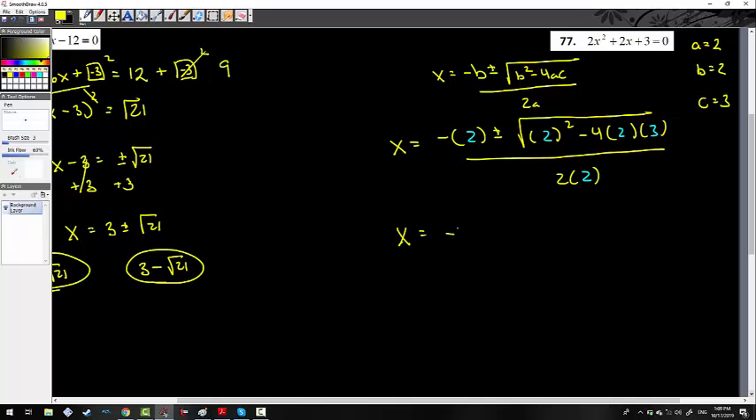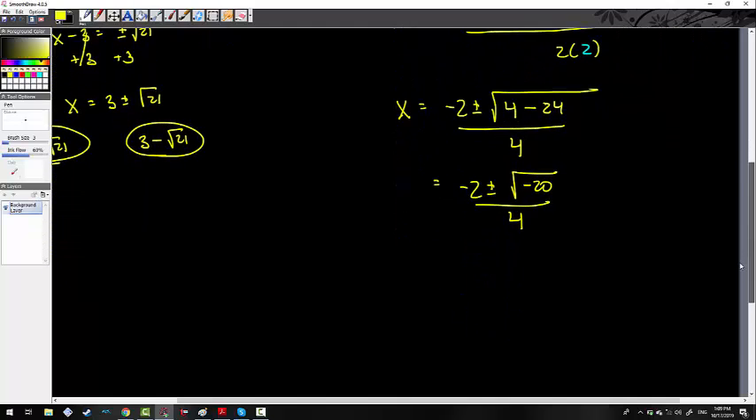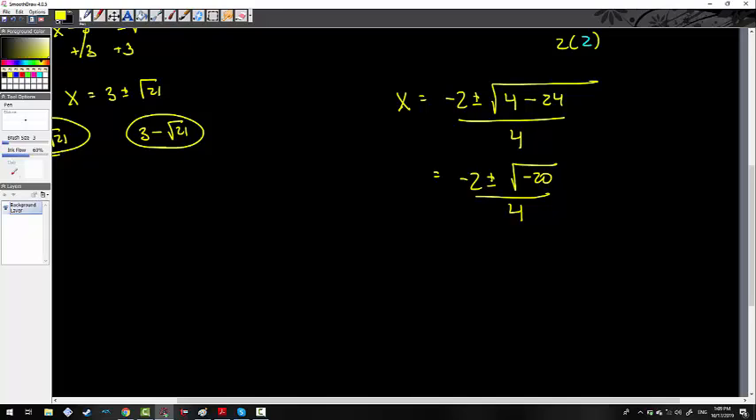So x equals negative 2 plus or minus the square root of 4 minus 8 times 3, which is 24, all over 4. That gives me negative 2 plus or minus rad negative 20 over 4. Now, in the past, we were able to say, thank goodness, square root of a negative, no solution, but not anymore. We are electromagnetic, mechanical, technical service diagnostic engineers from Chuck E. Cheese. We can handle square roots of negative numbers because square roots of negative numbers produce imaginary numbers.